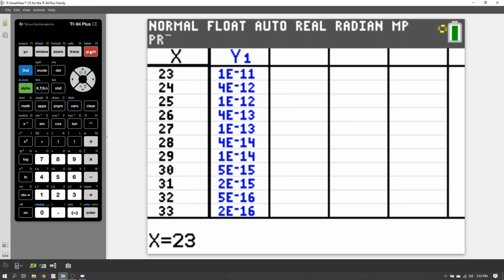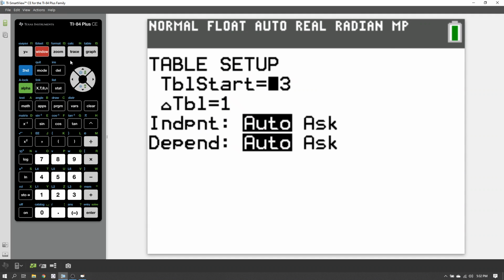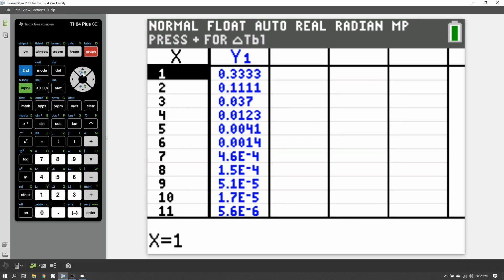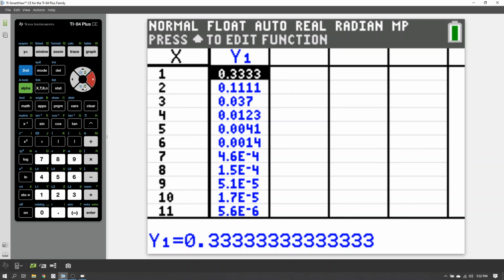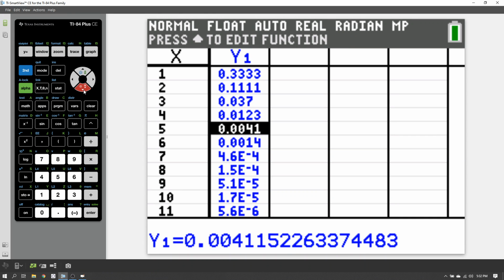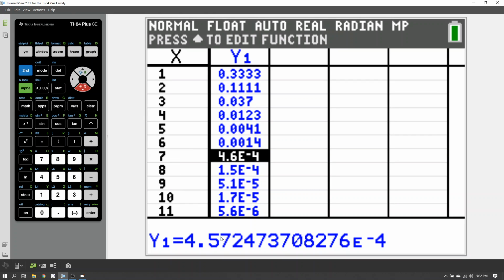Okay, so we make a table of this. Oh, I wanted to start that over at 0 or at 1. Okay, so now we're looking at these values. You can see they're decimal values. And what do you notice if you're paying attention down here?